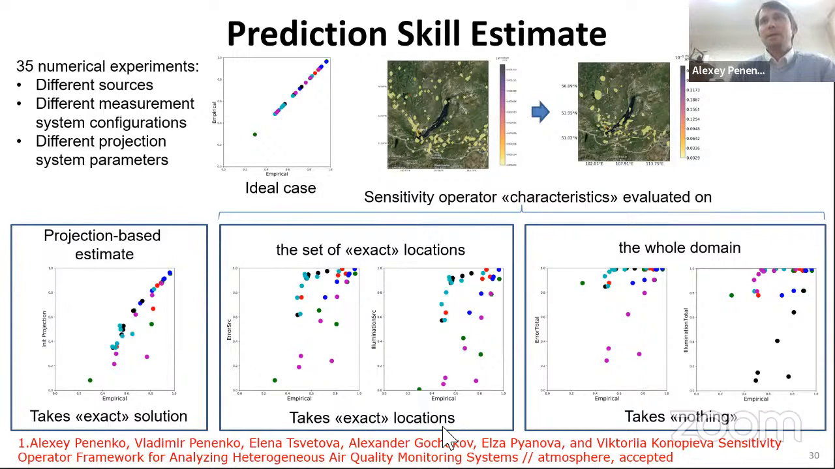The next set of estimates are statistics. It takes only exact locations, so we measure the statistics in the locations of our cities. We can see that it's not that diagonal here. We can tentatively say that it's monotonically decreasing in some way, but it's still not that easy to interpret like this one. And this statistics takes nothing, so it knows nothing about the location of sources. It's even harder to interpret. Finally, we can conclude that the projection-based estimate turns out to be the best estimate that can be used to evaluate different measurement systems, for example, composite and heterogeneous ones. Other types of estimates need different consideration and further studies to say if they're good or not.